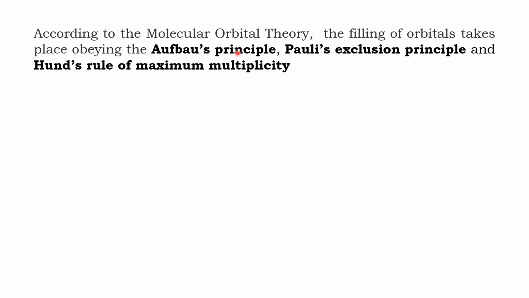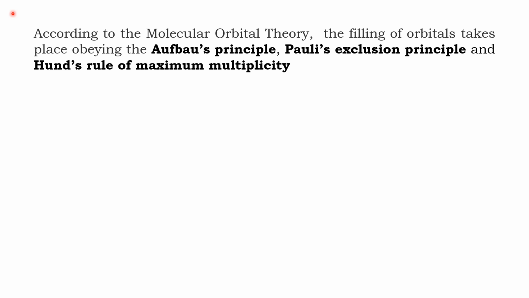They are Aufbau principle, Pauli's exclusion principle and Hund's rule of maximum multiplicity. Aufbau principle states that electrons are entered into the orbitals. Here the reference is molecular orbital. So we could say electrons are entered into the molecular orbitals in the increasing order of their energy. That means the first electron will go to the molecular orbital having minimum energy, while the last electron will go to the orbital having maximum energy.